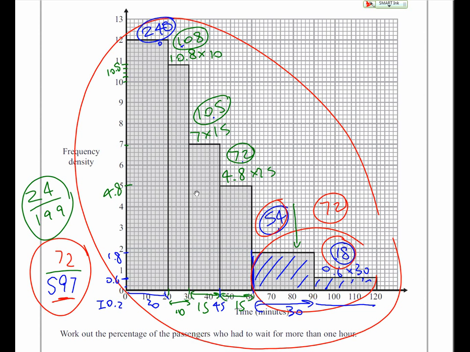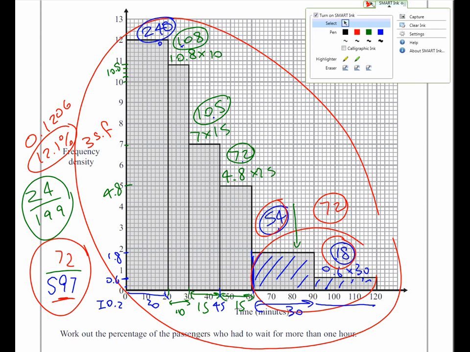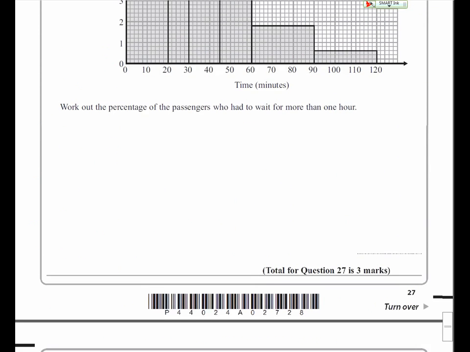Anyway, it's going to be 12.1%, because if you press SD on your calculator, you get 0.1206, 12.1% to 3 significant figures. If it doesn't tell you what to round, always round to 3 significant figures.